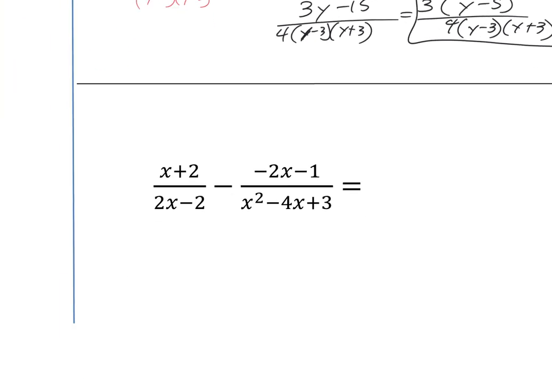All right, I want you guys to try this one on your own. Remember, factor both of these first and then see what factors are missing, and that's what you're going to do to find your common denominators. So go ahead and try this one on your own and then unpause the video when you're ready to check your work.